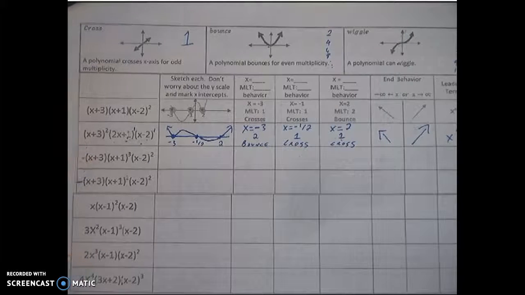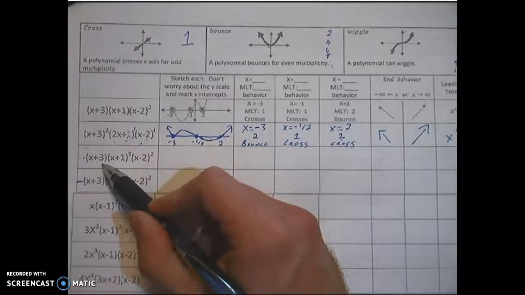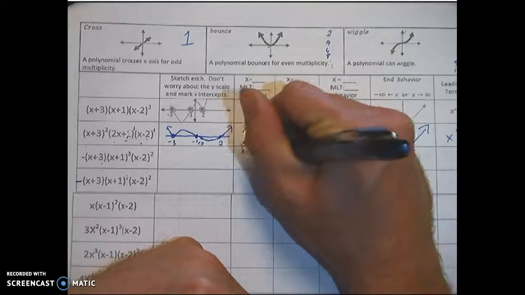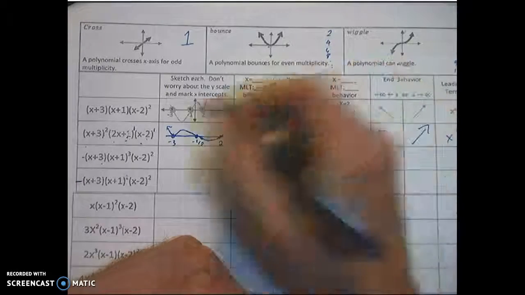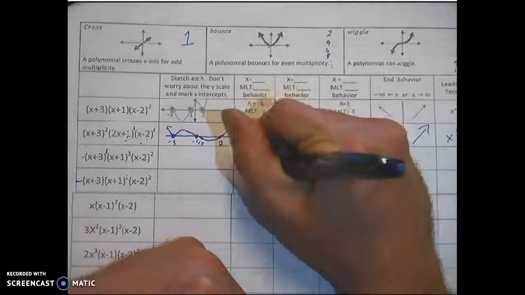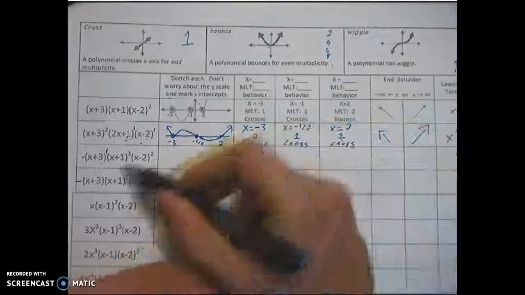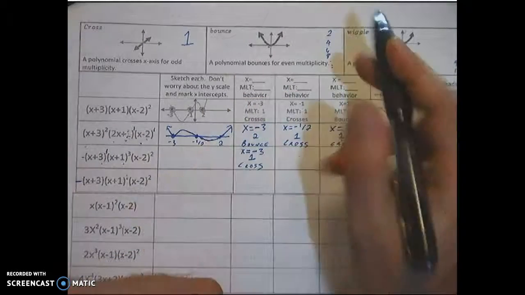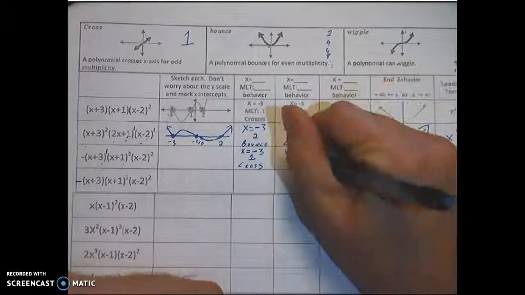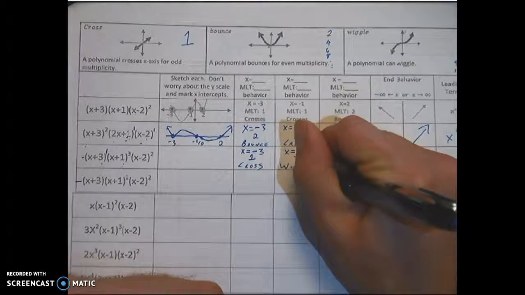Here we've got negative (x + 3) times (x + 1)^3 times (x - 2)^2. So if I take that x + 3 and I set it equal to 0, I'm going to end up with x equals negative 3. And the multiplicity on that, we've got an exponent of 1, so the multiplicity is just 1, which means it's going to cross. Set x + 1 equal to 0, and you've got x equals negative 1, but it's cubed, so that means the multiplicity is 3, and this thing's going to wiggle.